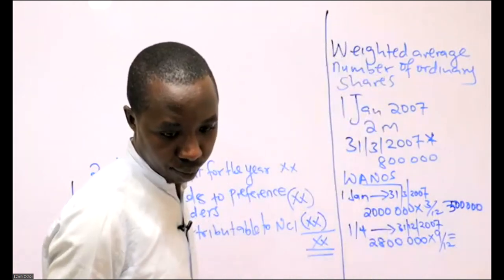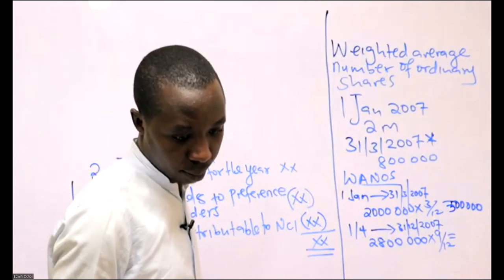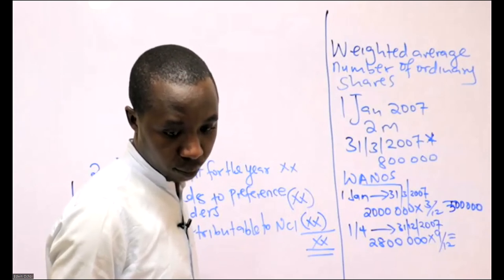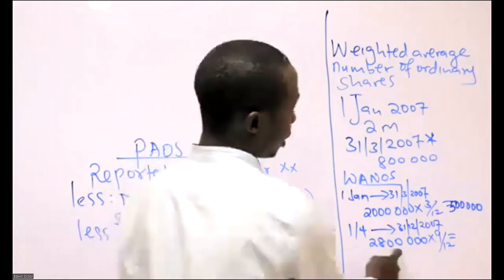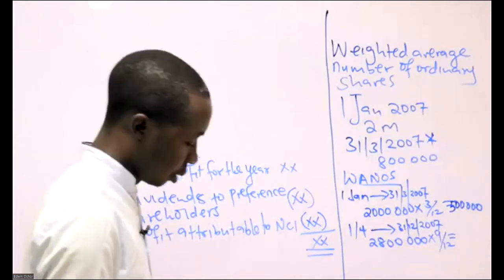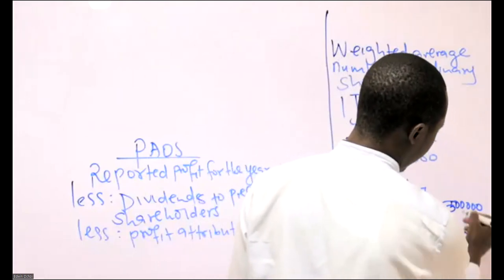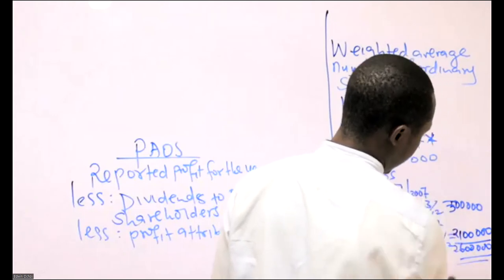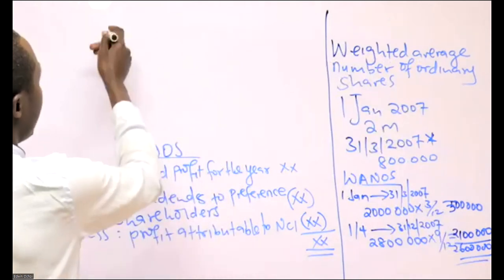Are we together? Yes. So what about the second one, 2.8 times 9 over 12? That is 2.1. So if you add the two, that is 2.6. So that is one way you can weigh.